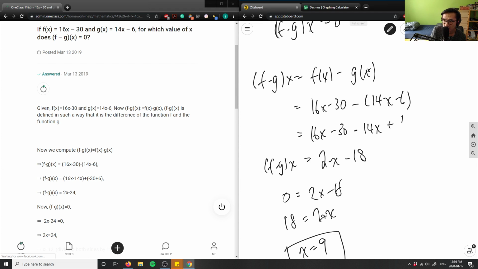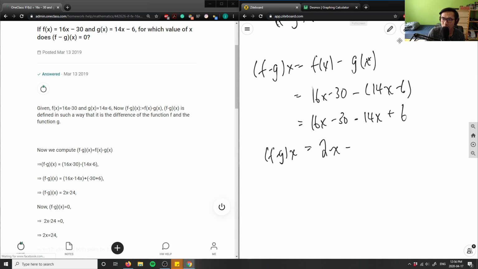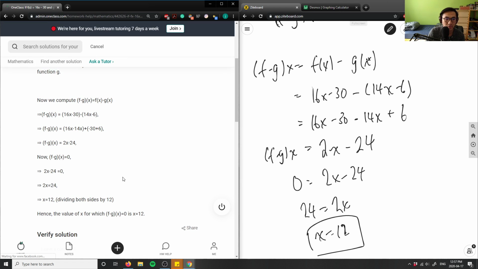Sorry. I messed up here. I don't know why. I think I multiplied the function here by 2. So my solution here is wrong. I don't know why I got 12. In my head I multiplied it by 2. So sorry about that. 16x minus 14x here is 2x. Minus 30 plus 6 here is negative 24. Yes, and then sub in 0 here, 2x minus 24. And then I can add 24 to both sides to get 2x. Divide both sides by 2, x equals 12. This here is my correct solution. And x here is equal to 12, which is my solution.